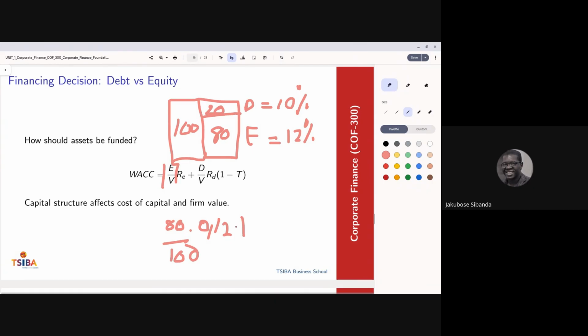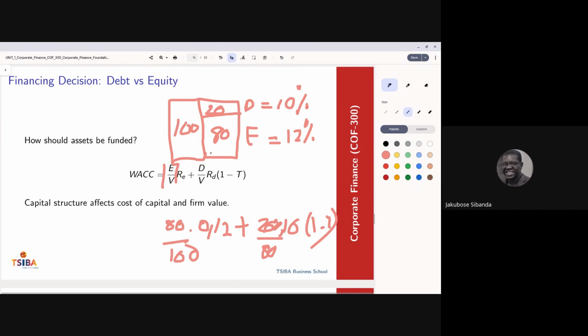Then you say plus D over V. What is the ratio? It is 20 over 80. And then the cost of your debt is 10%, which is 0.1. There's supposed to be a multiplication sign here. Then 1 minus t. You use whatever tax rate you are given there. And then you are able to calculate the WACC.